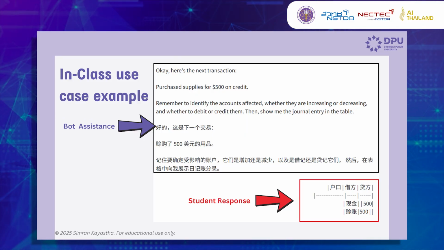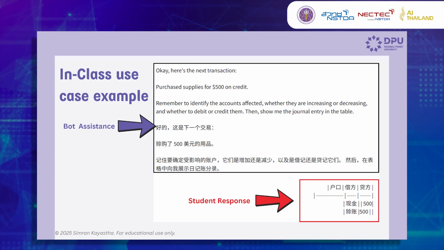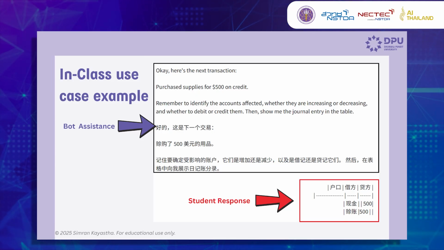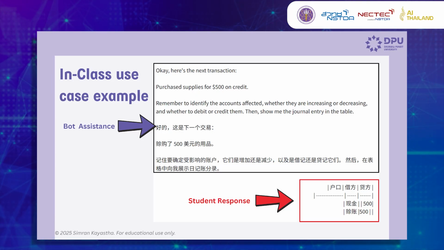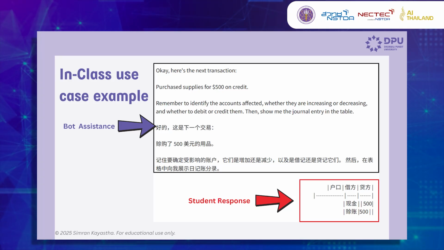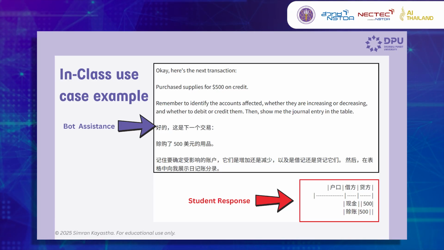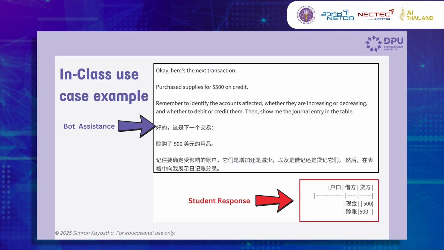But you're going to notice that there's dual languages, right? Language in English for the lecturer to understand. So if in case you are doing it in Thai, you can have it in Thai as well, right? And the bilingual language in Chinese for the students to understand as well. But this student response is wrong.